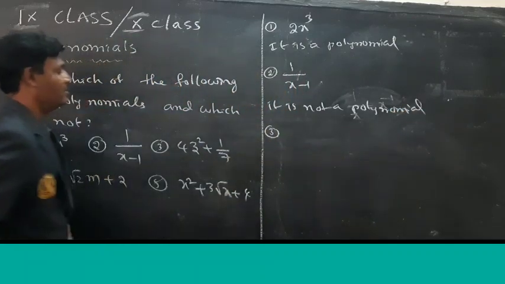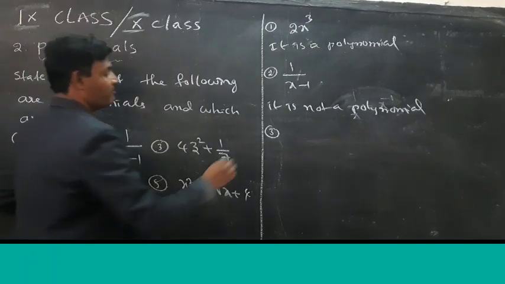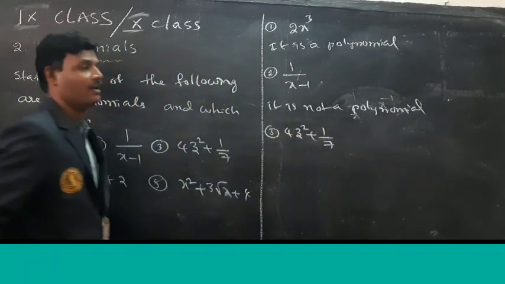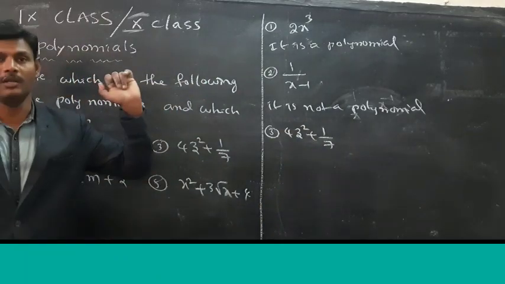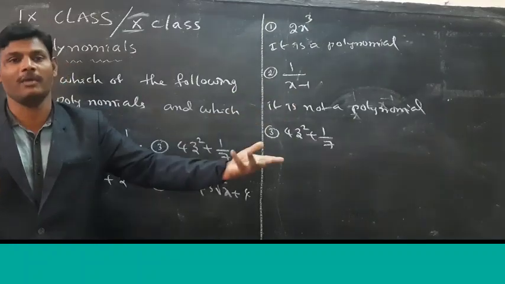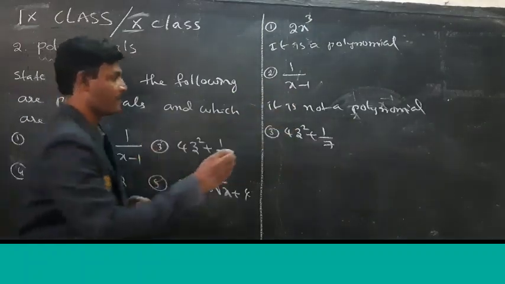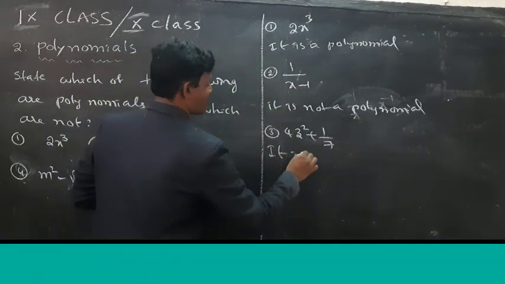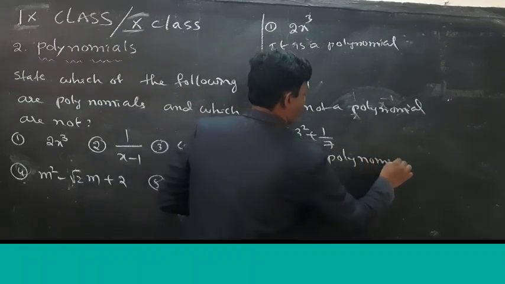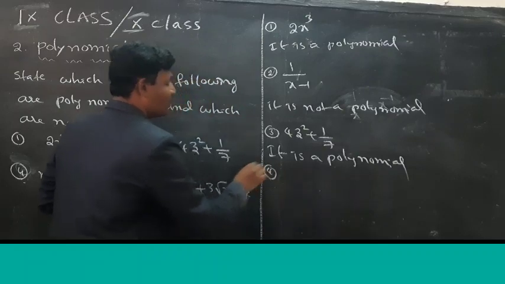Move to the third question. What about the third question? 4z square plus 1 by 7. Here, what is the variable? z is a variable. What is the power of z? 2. So it is a polynomial. Why? Because it is a positive integer. It is a polynomial.